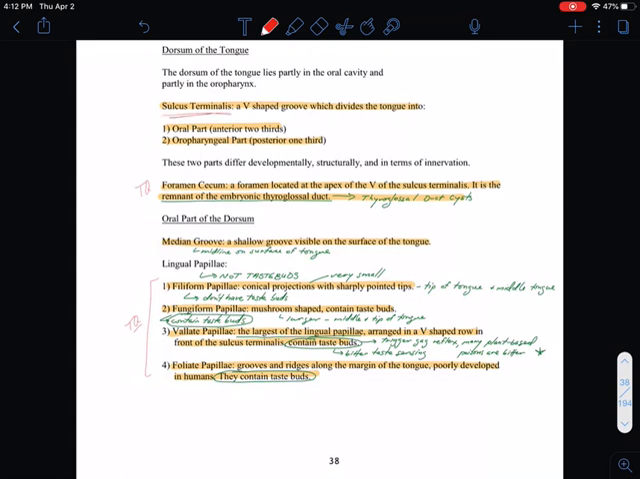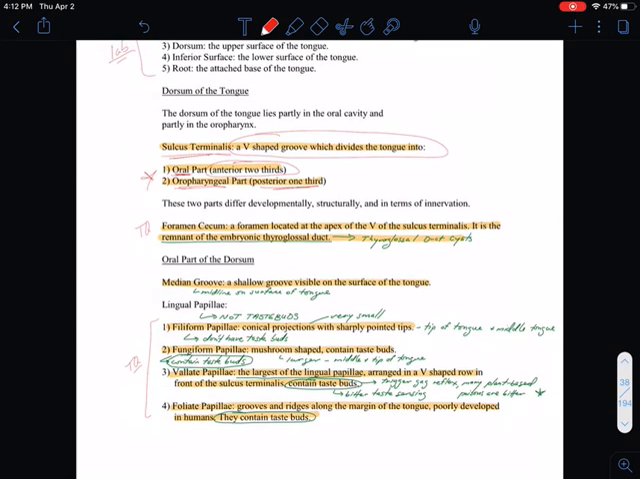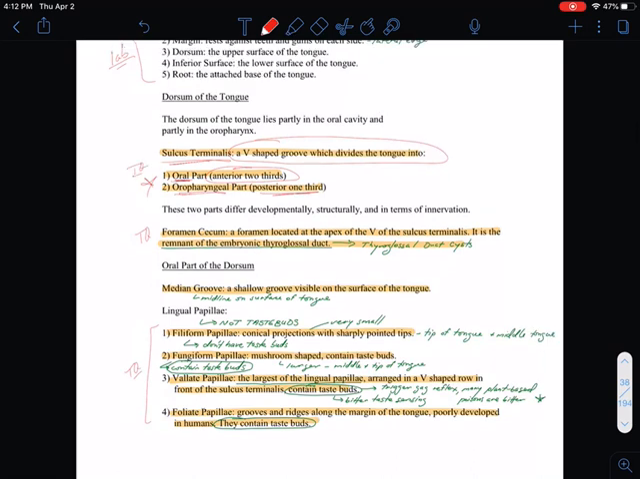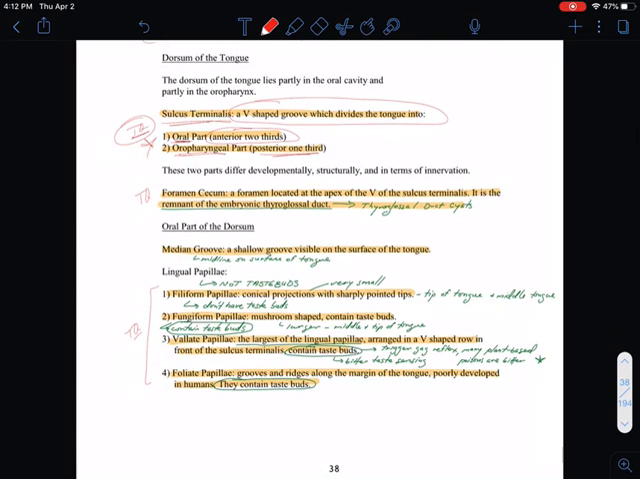It's the sulcus terminalis, V-shaped groove which divides the tongue into its oral and oropharyngeal parts. Again, you got to know oral part is the anterior 2/3, oropharyngeal part posterior 1/3. It's a common theme throughout the notes. A lot of stuff is split into anterior 2/3 and posterior 1/3. Make sure whenever you see that, you're thinking of it as a test question because these pop up quite a bit.